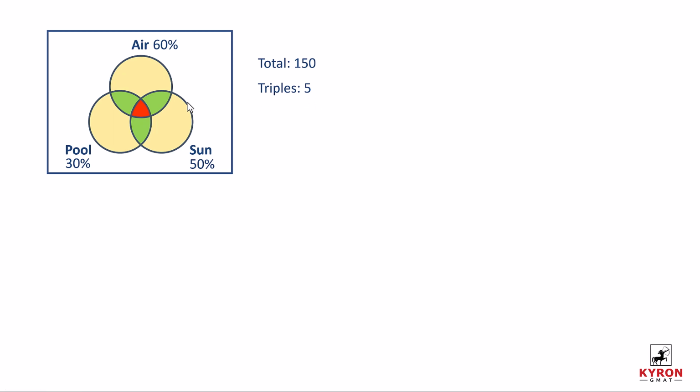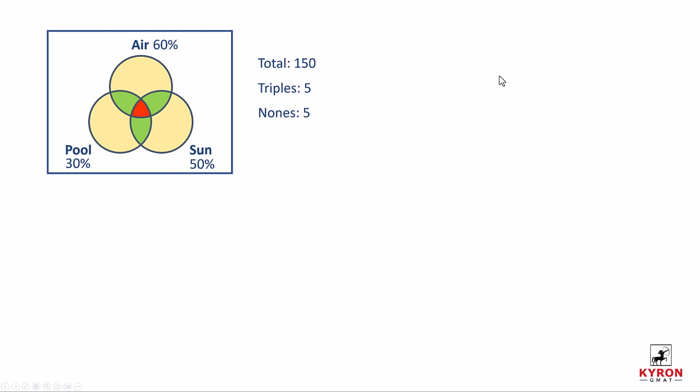Then we're told that 5 houses have no amenities. So those are the houses in this white space. They don't belong to any of the circles. Those houses are the nones because they have no amenities. And let's write that here. Nones, 5 houses. And finally, we're asked how many of these houses have exactly 2 of these amenities.